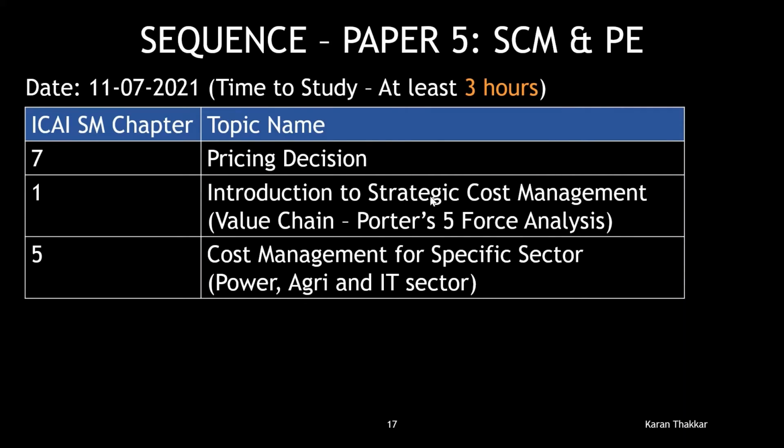Once you come back from the law paper, follow the routine. I am assuming that SCMPE will be on 13th of July. So on 11th, you can start with SM chapter 7, which is pricing decision. And then you can take small chapters such as chapter 1, which has value chain analysis. Porter's 5 force analysis is most important in that chapter. And afterwards do chapter 5, which has cost management for power, agri and IT sector. Not very important, but you can give a 15 to 20 minutes read for that.